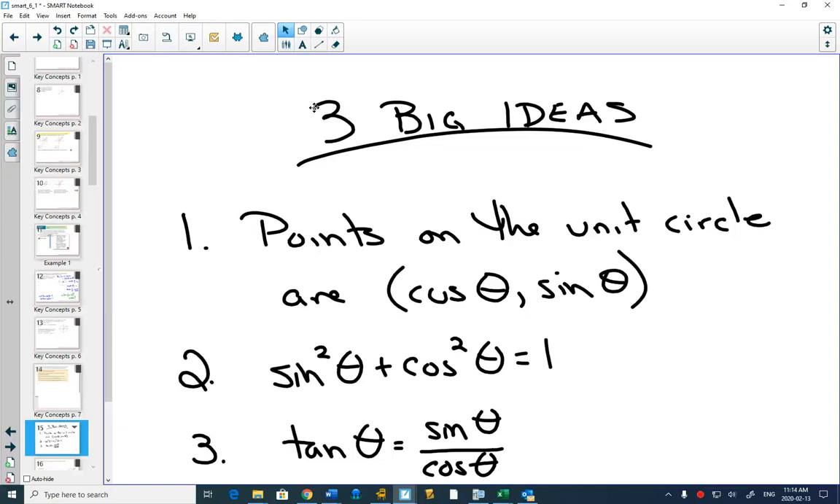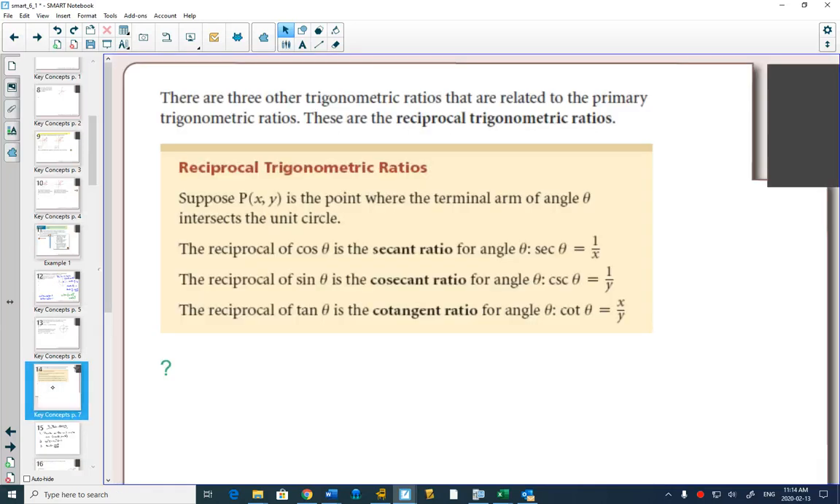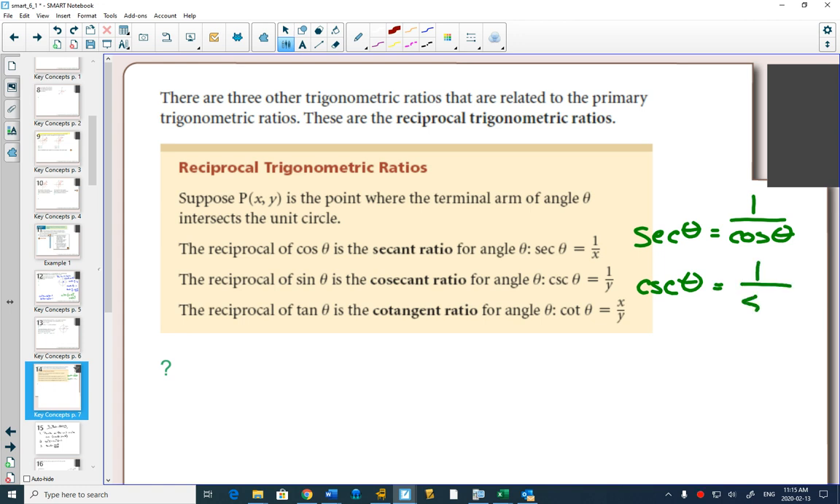Okay? Right above this, they also have, in this box, the reciprocal trig functions. So sine, cos, and tan, those are your primary trig functions. But we also learn about secant theta, which is 1 over cos of theta. We learn about cosecant of theta, which is 1 over sine of theta, and cotangent of theta, which is 1 over tan theta.